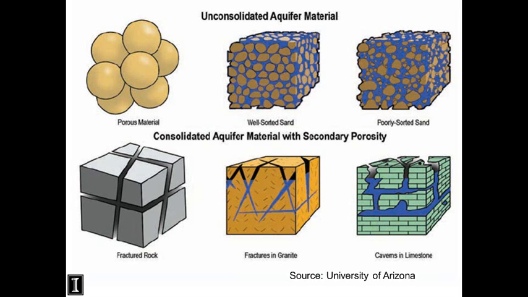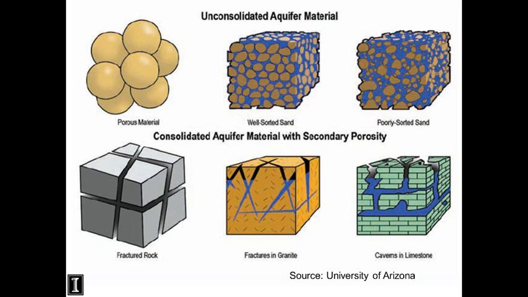So usually a well-sorted sand has a higher porosity than a poorly sorted sand. And when you get into fractured rock or limestone, for instance, those are usually caverns. There's also fractures as well, but karst topography, if you've heard that term before, is basically cave topography. In southern Illinois and Kentucky, Mammoth Cave, all those things were formed in limestone by the movement of water dissolving rock and creating those caverns.